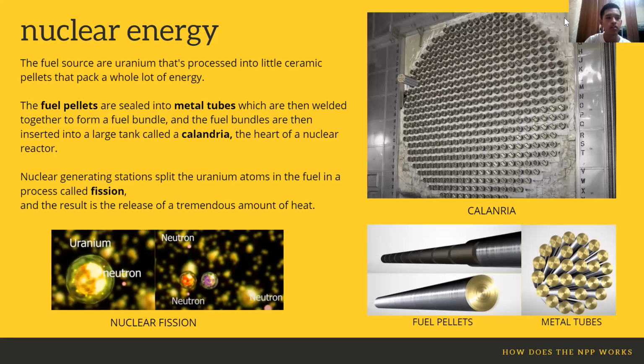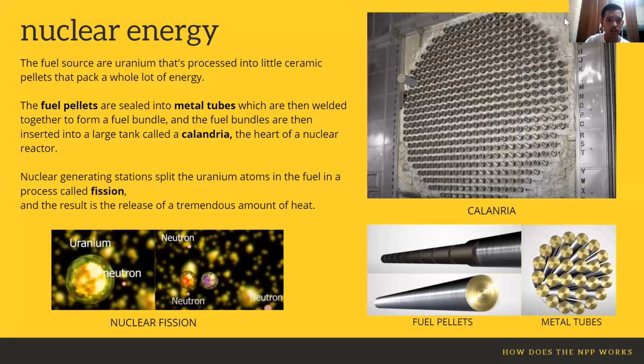Nuclear energy. The fuel source is uranium, processed into little ceramic pellets that pack a whole lot of energy. So uranium is like the food of the nuclear power plant, like fuel. Then the fuel pellets are sealed into metal tubes. You can see in the picture on the right side, there are fuel pellets and metal tubes, which are then welded together to form a fuel bundle.